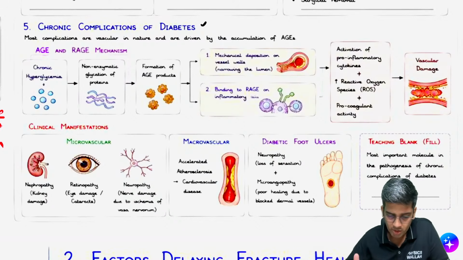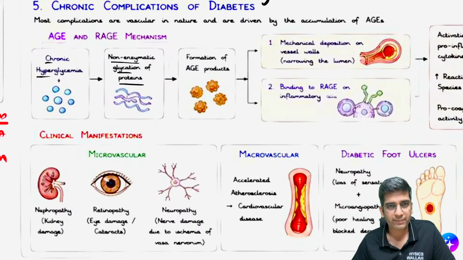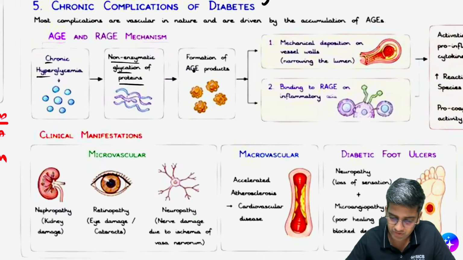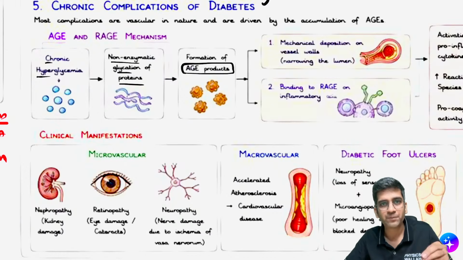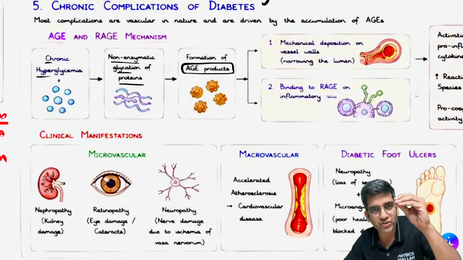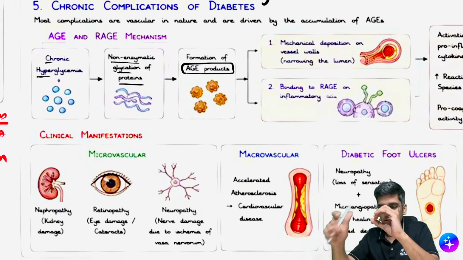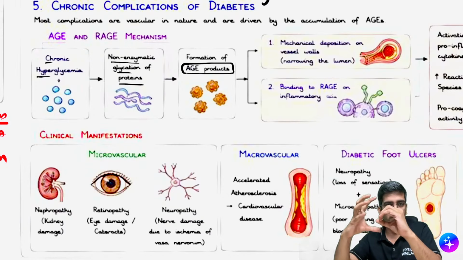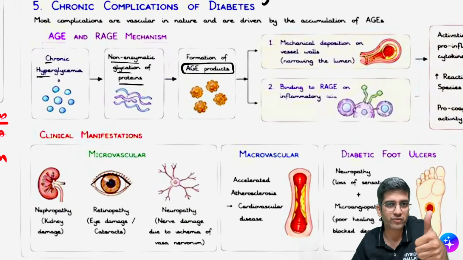Fine. So in chronic hyperglycemia, we have something called non-enzymatic glycation of proteins happening to the blood sugar, which results in the product called AGE products, advanced glycated end products, right? AGE products have 2 mechanisms. One, they just deposit surrounding the blood vessel, which causes narrowing of the lumen. Let's assume this is a blood vessel. AGE products keep on accumulating more and more. Obviously, it will narrow the lumen. That's one complication, mechanical deposition of AGE products.